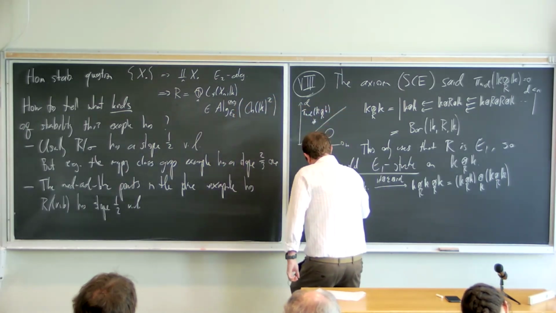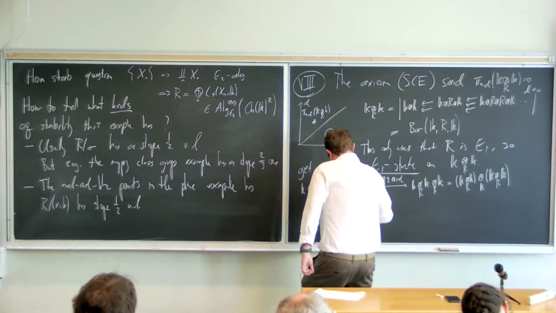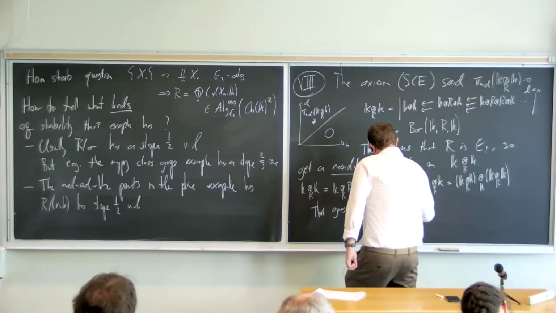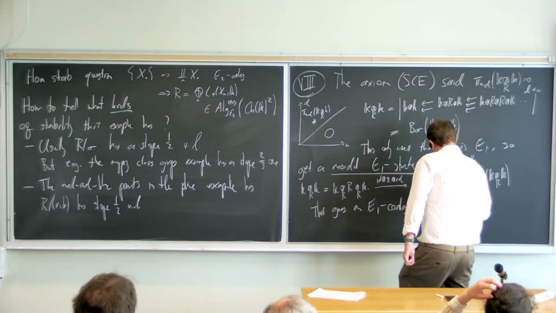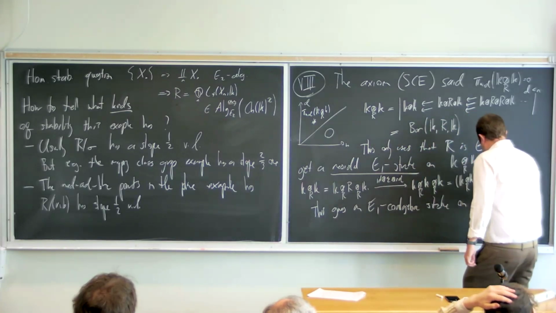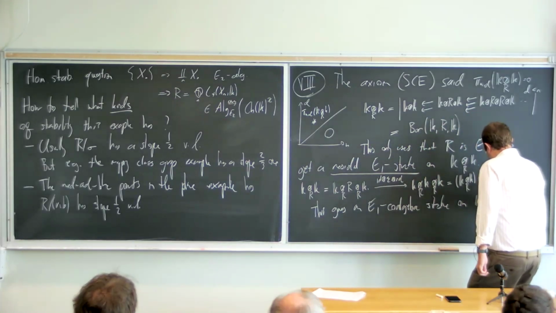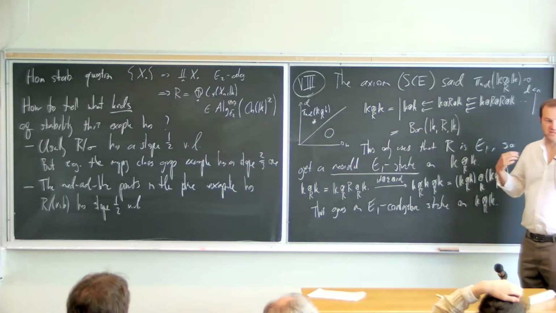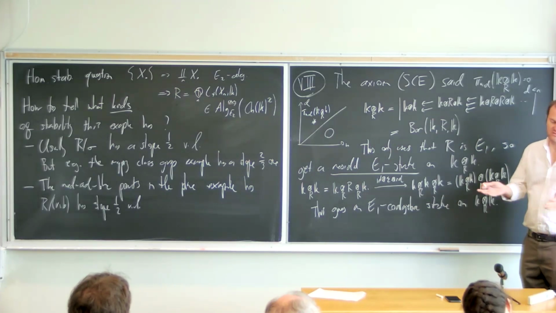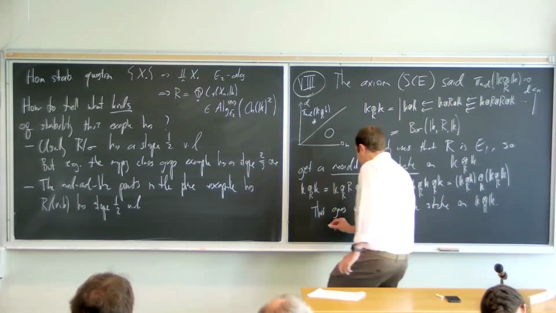So this gives an E1 coalgebra structure on this object. So in other words, it's like a Hopf algebra or a bi-algebra, maybe.